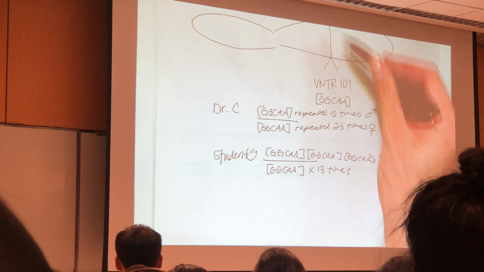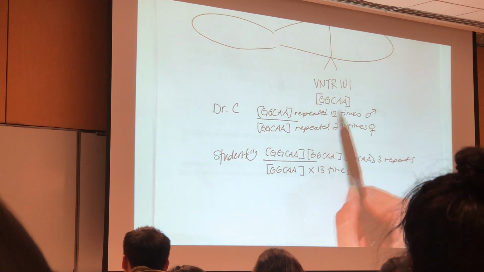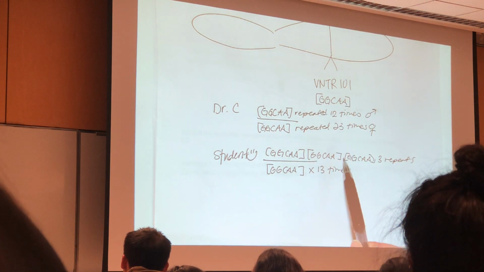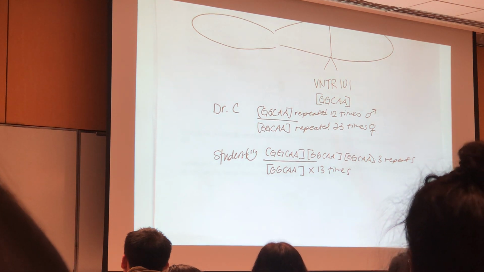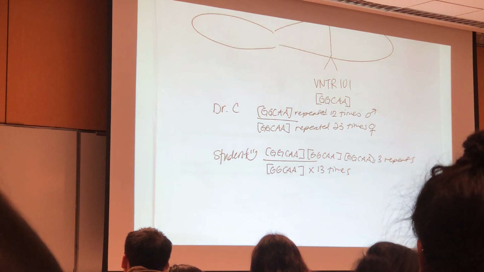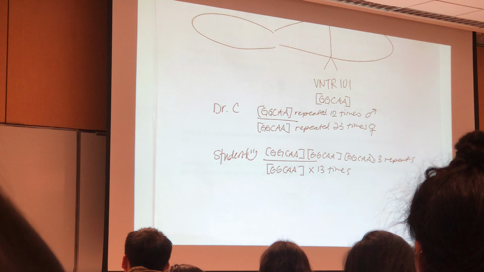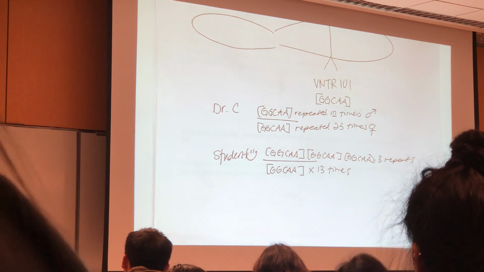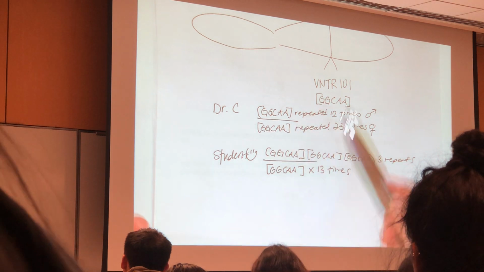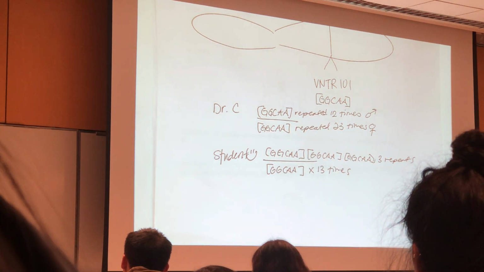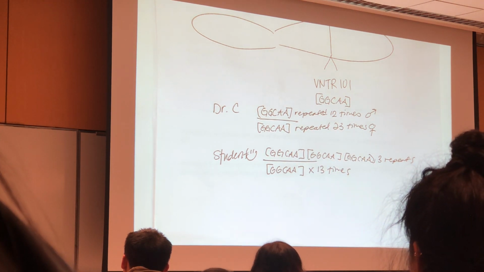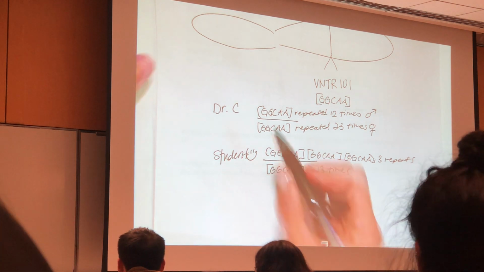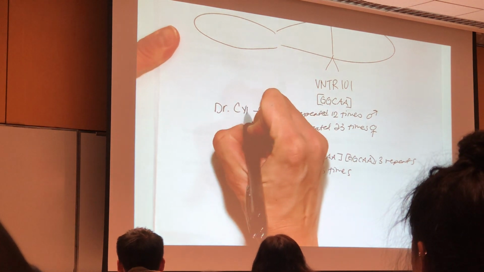So this VNTR is at that position. This is the sequence. The number of times it repeats varies. And so each number of repeats represents a different allele of that. Just like how we can all have different alleles of a gene because it's a change in the DNA sequence, we can have different alleles of a VNTR. Questions about that? Right next to this VNTR, here it comes again, is our favorite gene.